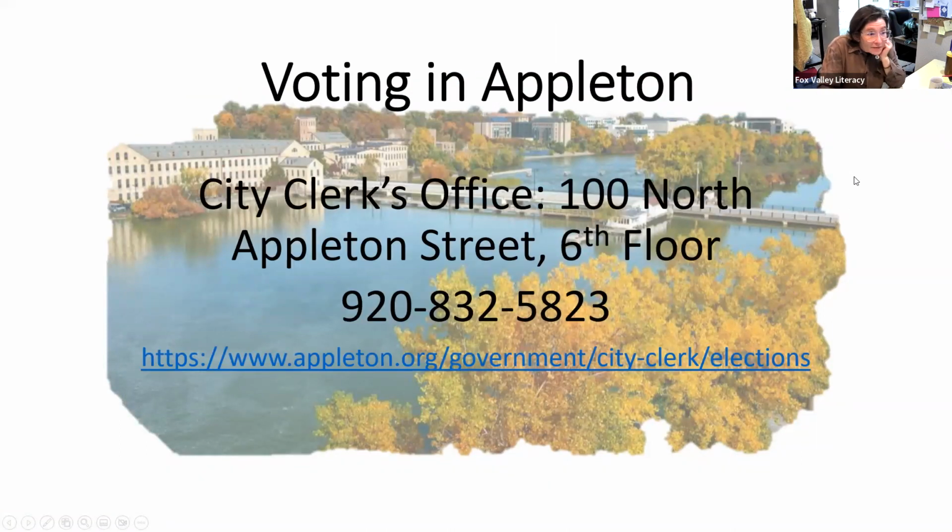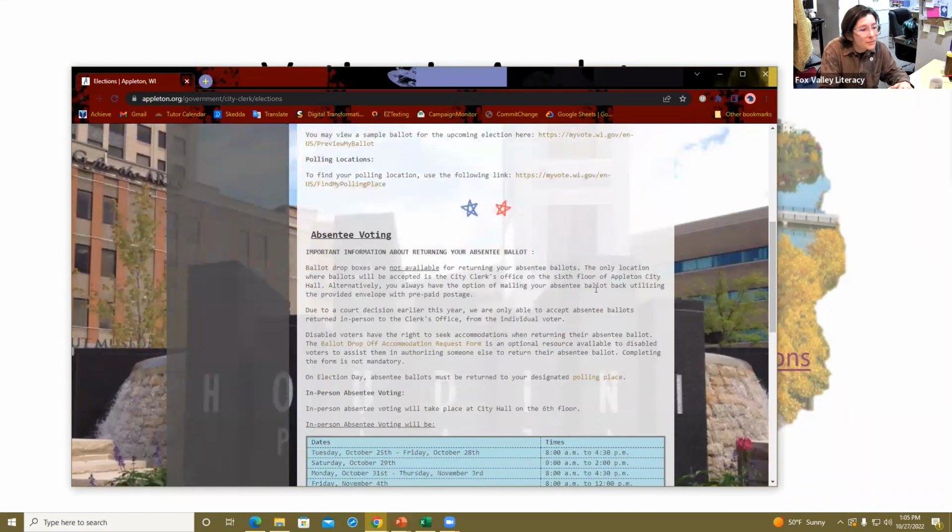All right, so I'm going to move along here, and voting in Appleton, early voting has already started. So it's at the city clerk's office, 100 North Appleton Street on the 6th floor. And this is the city clerk's number here, so you can call this number if you have any questions. There's also a website here that takes us directly to the city election page.